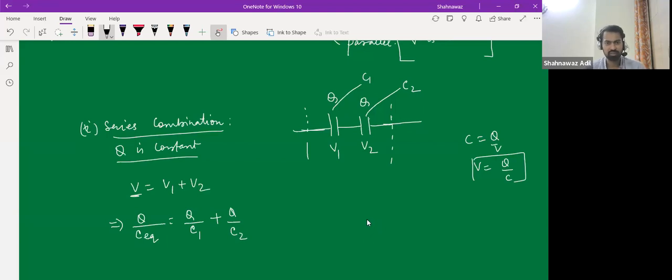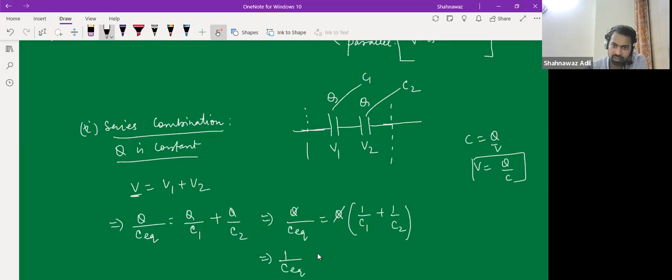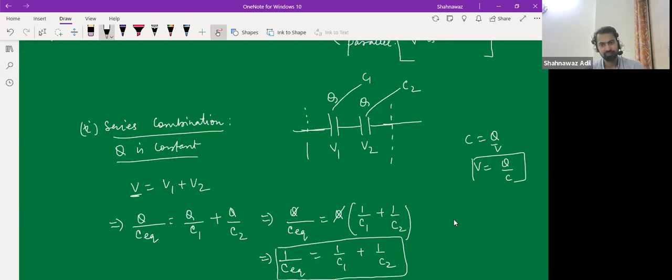We see that Q is common, so we can take it outside, and this would be 1 by C1 plus 1 by C2. So Q cancels, and we have 1 over C equivalent equals 1 over C1 plus 1 over C2. Is this clear, guys? Yes. Aisha and Mariam, clear? Yes, sir.